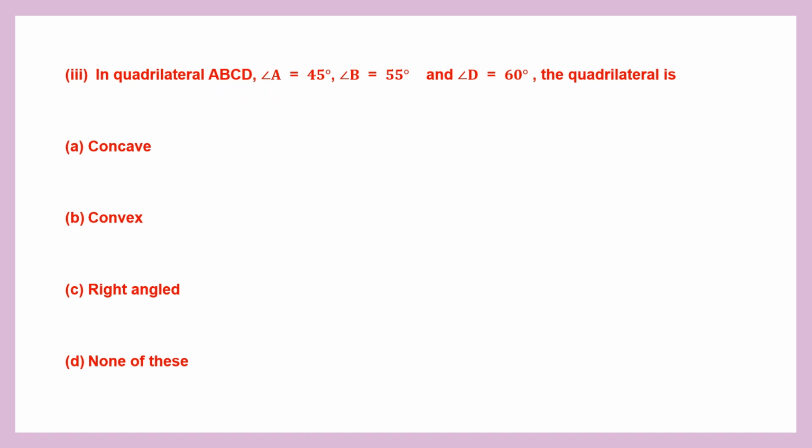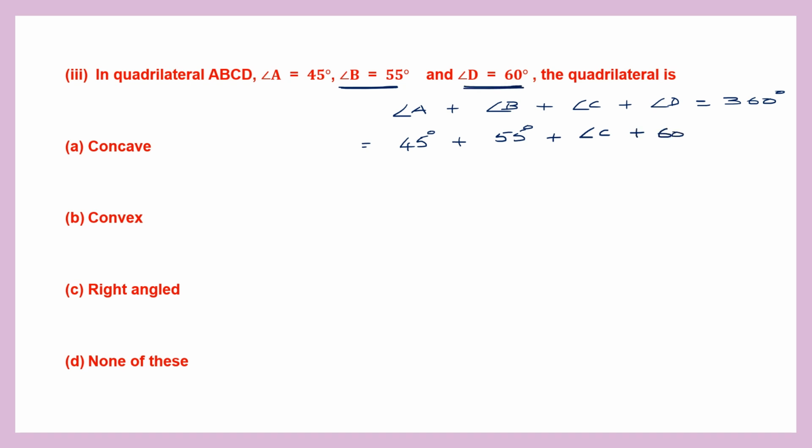That means if I add up angle A plus angle B plus angle C and angle D, I should get 360 degrees. Now here I have been given angle A. Let me substitute for angle A. Let me write 45 degrees. Angle B is given to us as 55 degrees. Angle C is not given, and that is what we are going to find out. And angle D is given to us as 60 degrees. All this must equal 360 degrees. So what we are going to do now is add up these numbers that are already given to us.